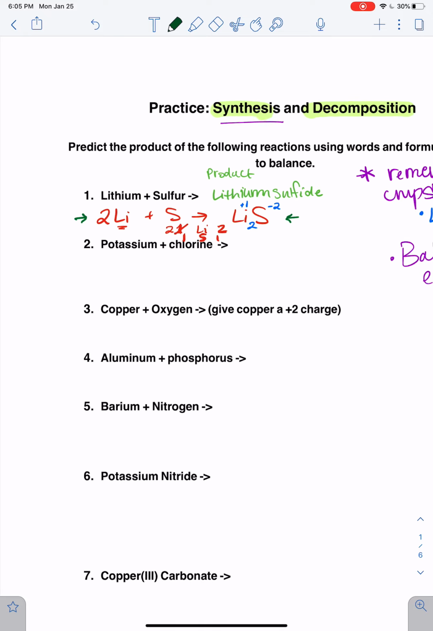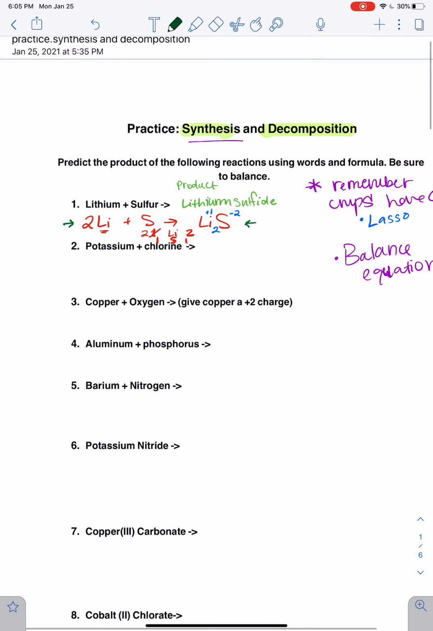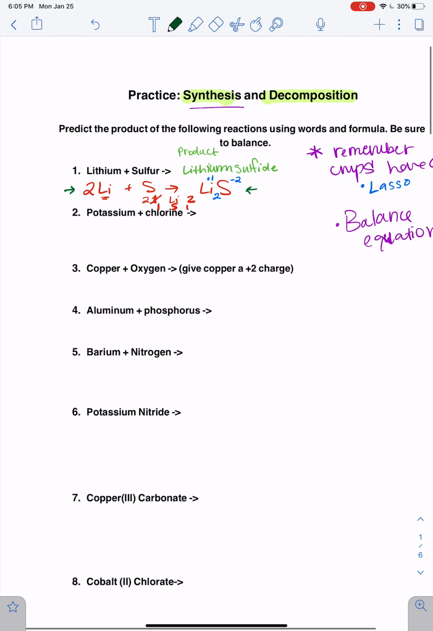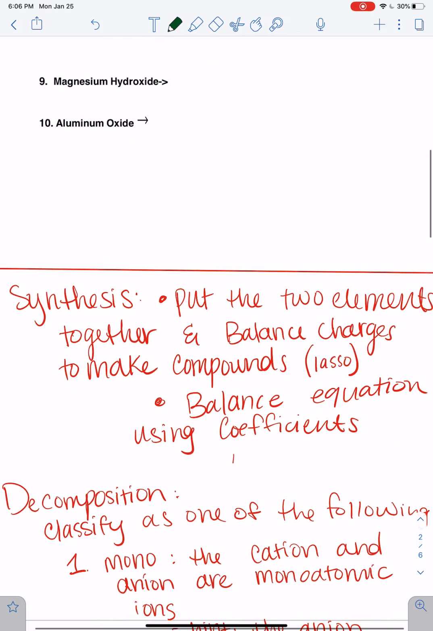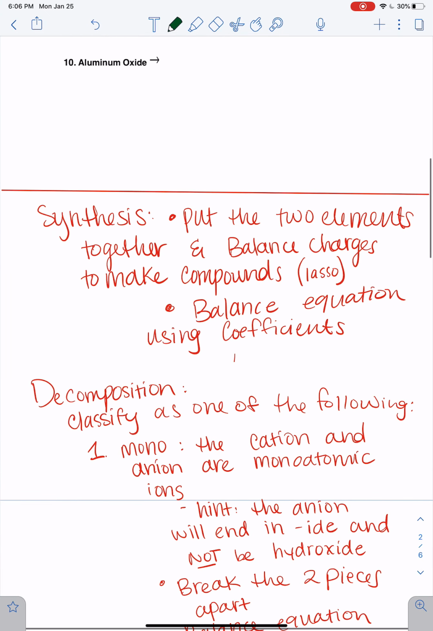Okay, so you can continue to do that for all of the synthesis reactions. And so I can tell you that all of these will be synthesis reactions because each of them, you have an element plus an element, element plus an element, element plus element, element plus element. And remember, a synthesis reaction is when you are putting 2 elements together. You will remember to balance the charges in the compound and then balance the equation itself using coefficients.